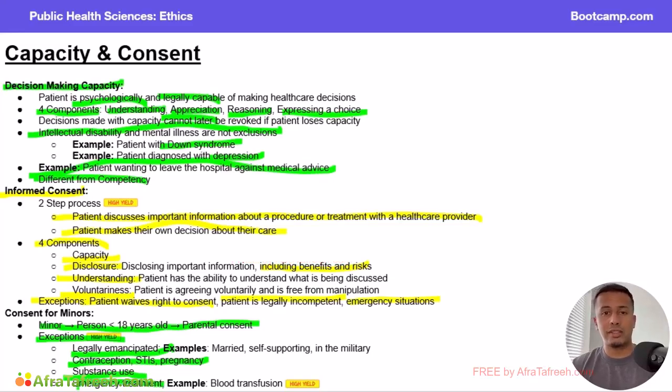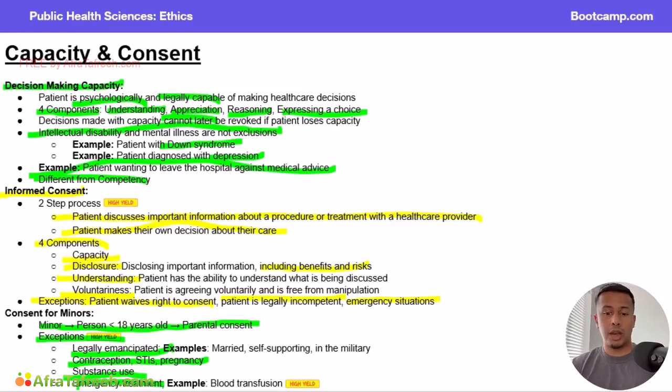So something that I have seen on the boards is there's a patient whose family is Jehovah's Witness, and the child has a critically low hemoglobin, and they need a life-saving blood transfusion. But the parents, because of their religious beliefs, are declining that blood transfusion. They do not want to have that done. What do you as the physician do?